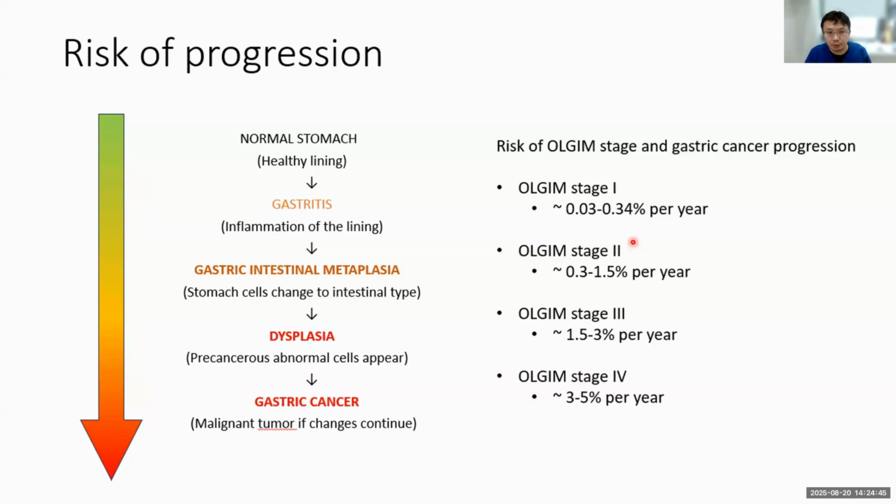What are the grading or risk of gastric cancer progression? As gastroenterologists, we stage them into different stages, what we call OLGIM, stage 1, 2, 3, or 4. Stage 3 or 4 have higher risk of progressing into cancer per year. Therefore, anyone with intestinal metaplasia will need surveillance gastroscopies, with risk defined by the OLGIM stage, and they get advice on when the next surveillance scan is.